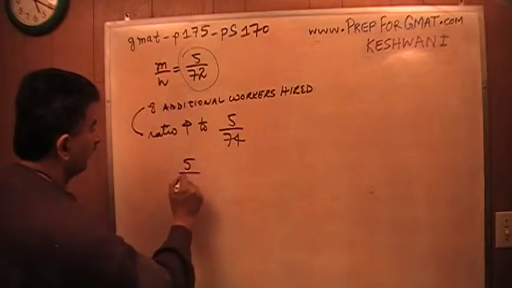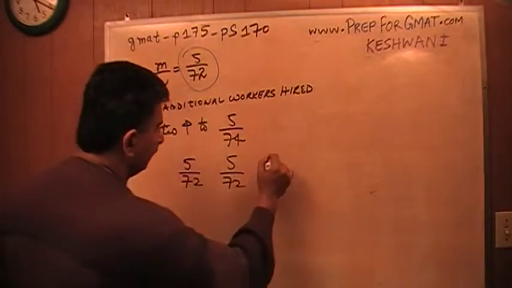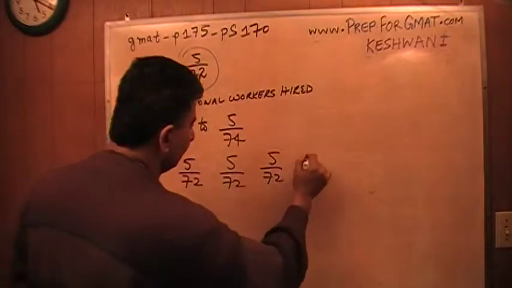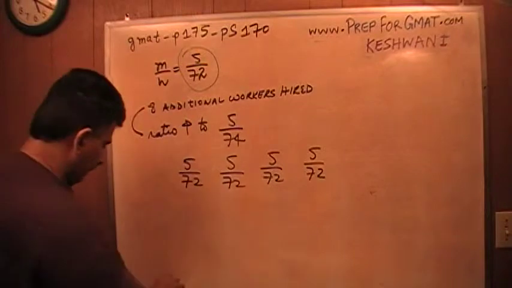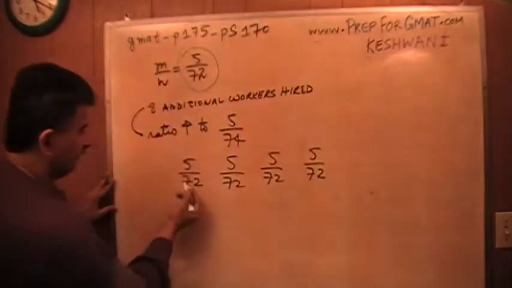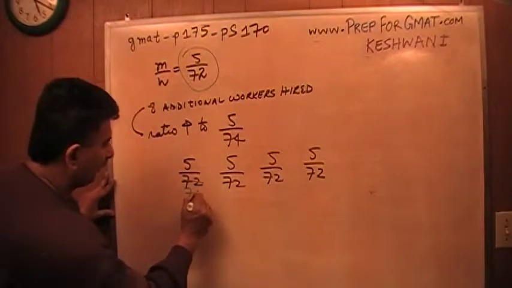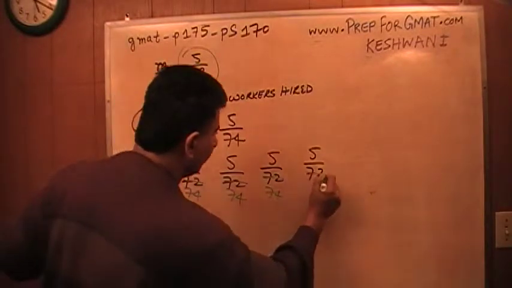Before they were working like this. Assembly line number 1, assembly line number 2, assembly line number 3, and assembly line number 4. Now, instead of 72, I have 74 workers here, each of them. There you go, you see?